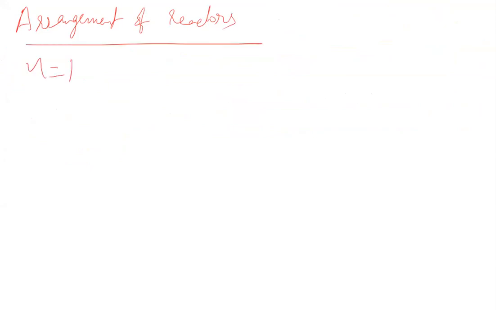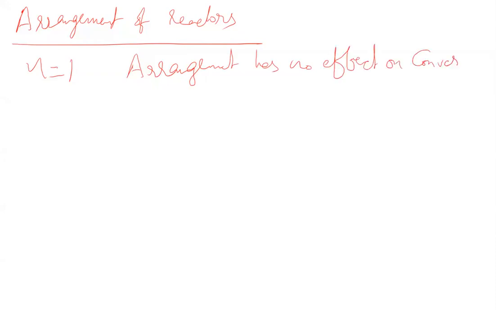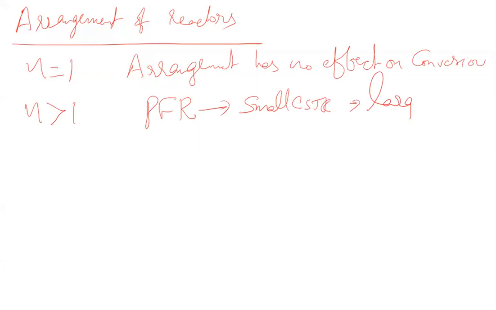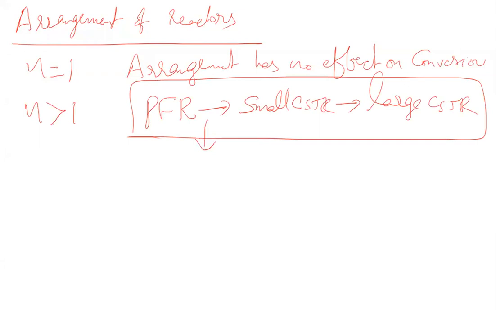For n equal to 1, arrangement has no effect on conversion. If n is greater than 1, you should first put a PFR followed by a small CSTR followed by a large CSTR. This type of arrangement gives maximum conversion.